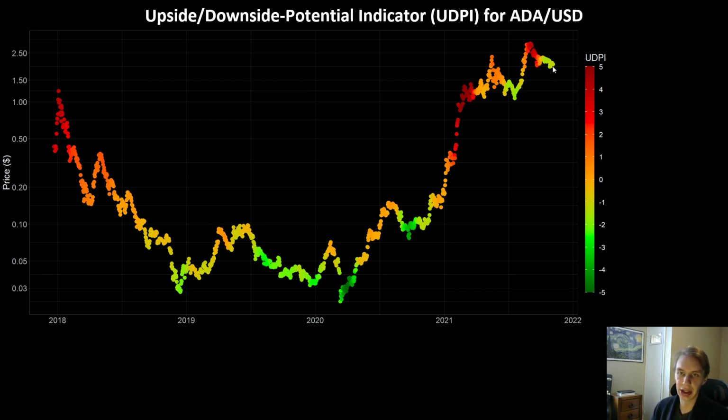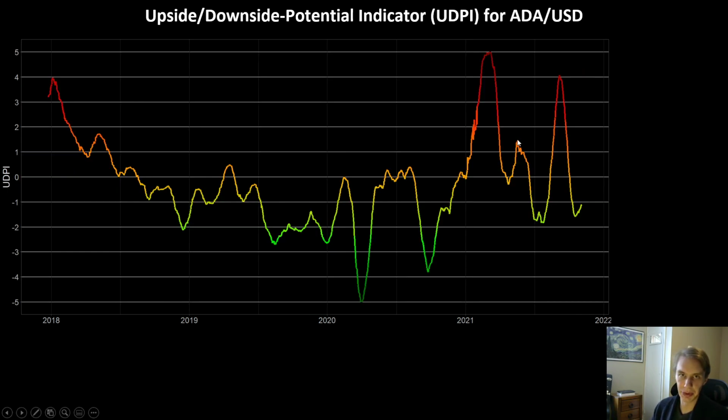So what does the indicator think about where ADA is currently? Does it think that it has a lot of upside potential to realize, or is it suggesting that it's still not necessarily a good entry point? I think an easier way of looking at this is to look at the raw output of the model and to see what it's saying about what ADA has been doing most recently.